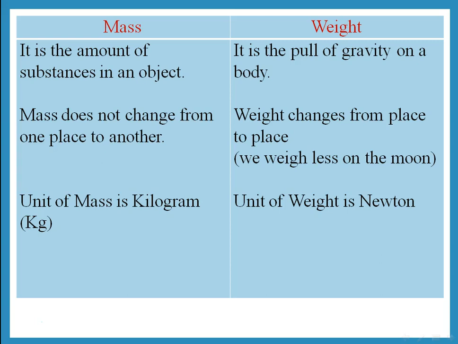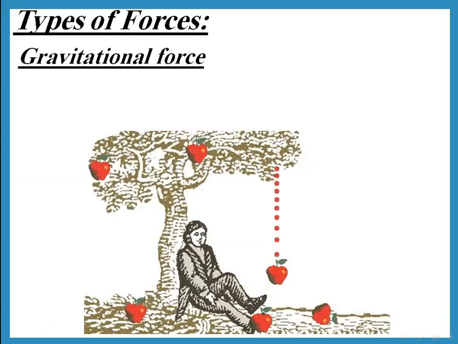It will change from one place to another depending on the amount of gravity, because the amount of gravity on the moon, for example, is less than that on Earth, so the object will have a different weight on the moon, but not a different mass. The unit of mass is kilogram and the unit of weight is Newton, since it is a force.